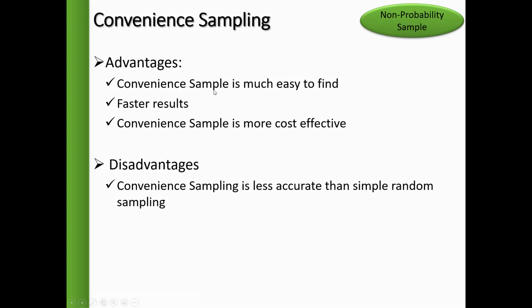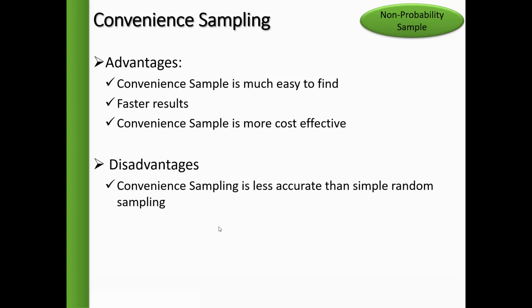Advantages. A convenient sample is much easier to find, with faster results. A convenient sample is more cost effective. Disadvantage. A convenient sample is less accurate than a simple random sample. Now, you won't be tested on this exactly, but just think about it. If you knew the entire population and it was a pure simple random sample, you're going to be very accurate.